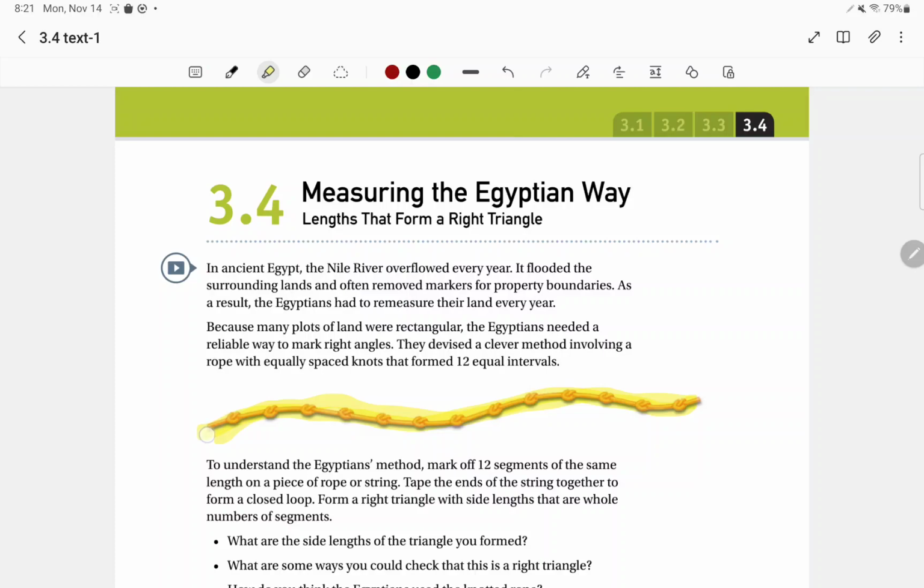They basically took a rope and in equal intervals, it doesn't matter the length, as long as those intervals are equal, they tied a knot in that rope.